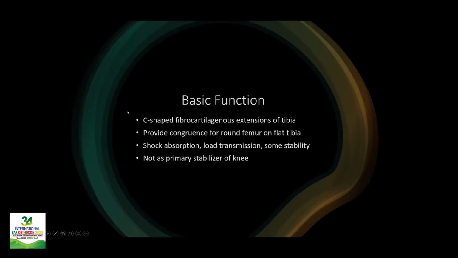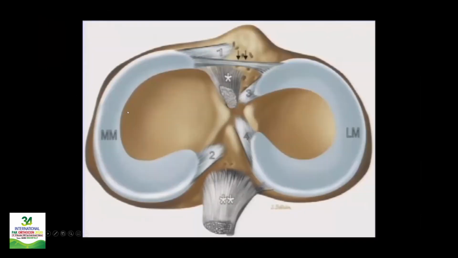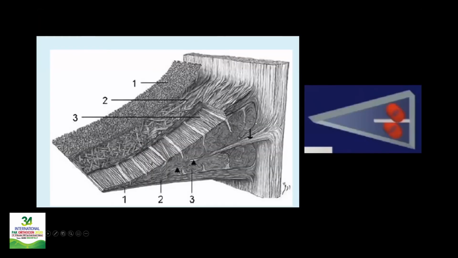So now, starting with this image, you can see that the root attachments are shown. 1 and 2 are the root attachments for the medial meniscus, whereas 3 and 4 are the root attachments for the lateral meniscus. The medial meniscus has a relatively widened shape, whereas the lateral meniscus is more closely packed along the medial edges.